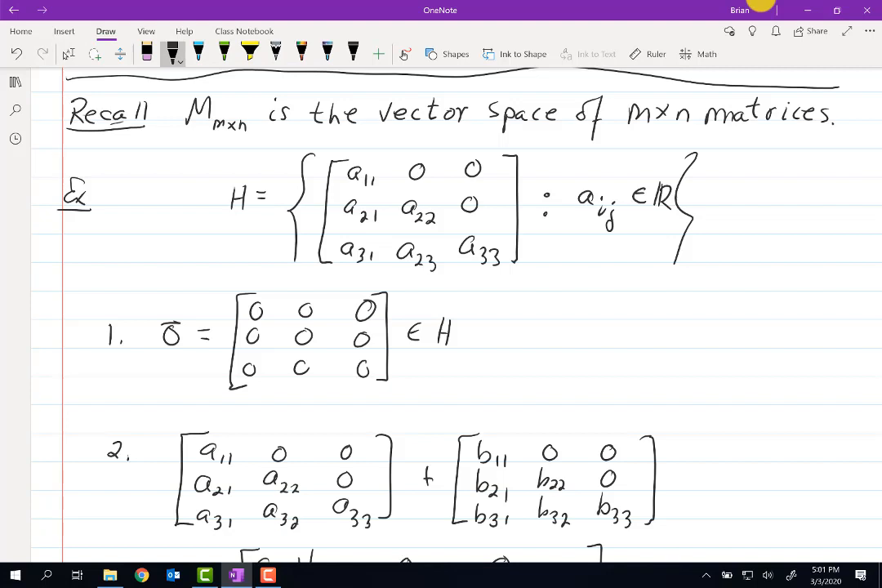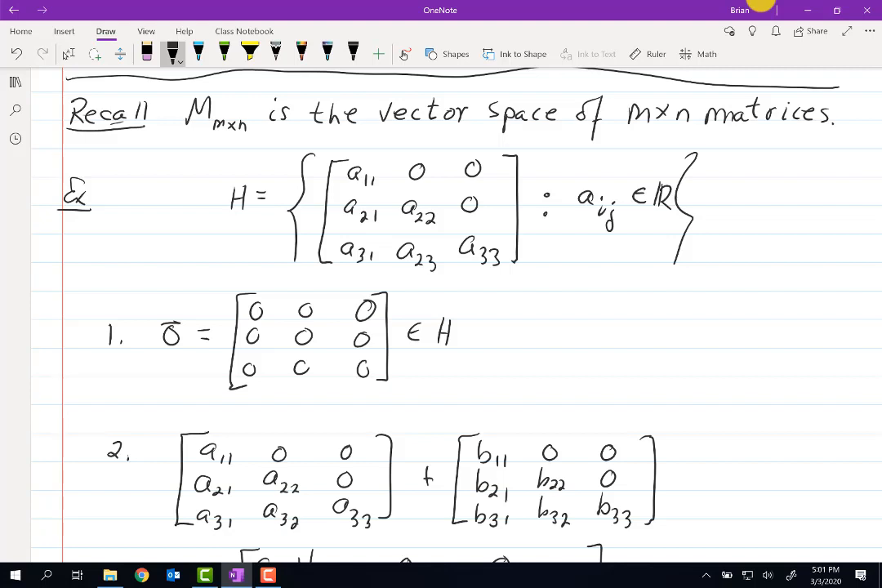You can repeat the process for a diagonal matrix. You can repeat the process for any set like this with any number of zeros in it. It doesn't have to be upper or lower diagonal. I can have zeros in odd places, and they just stay there no matter what I do as far as adding or multiplying by a scalar.